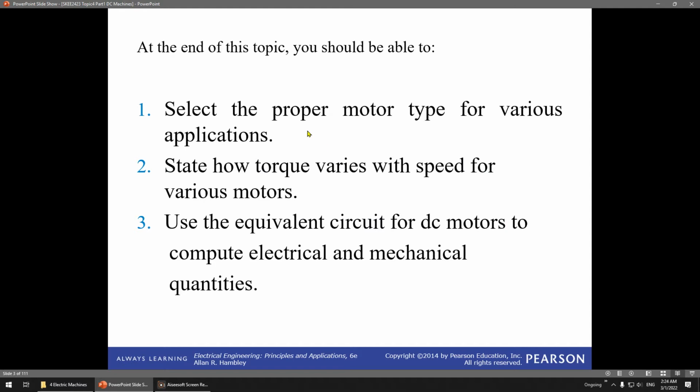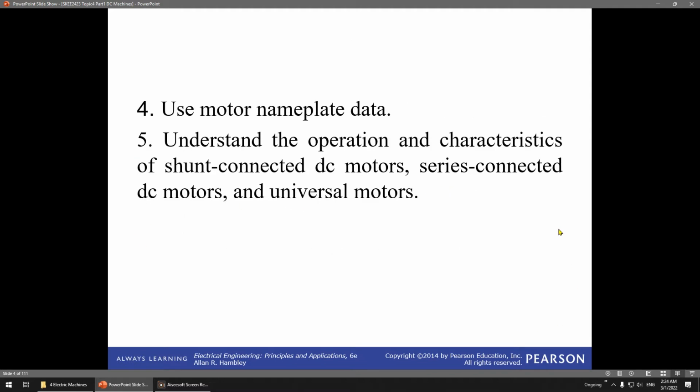At the end of this topic, you're able to select the proper motor types for various applications, state how torque varies with speed for various motors, and use the equivalent circuit for DC motor to compute electrical and mechanical quantities. So you have theories, this is theory, this is also a theory, and this one is the calculation. You also have to understand the motor template data, and understand the operation characteristics of the shunt connected DC motor, series connected DC motor, and universal motor.